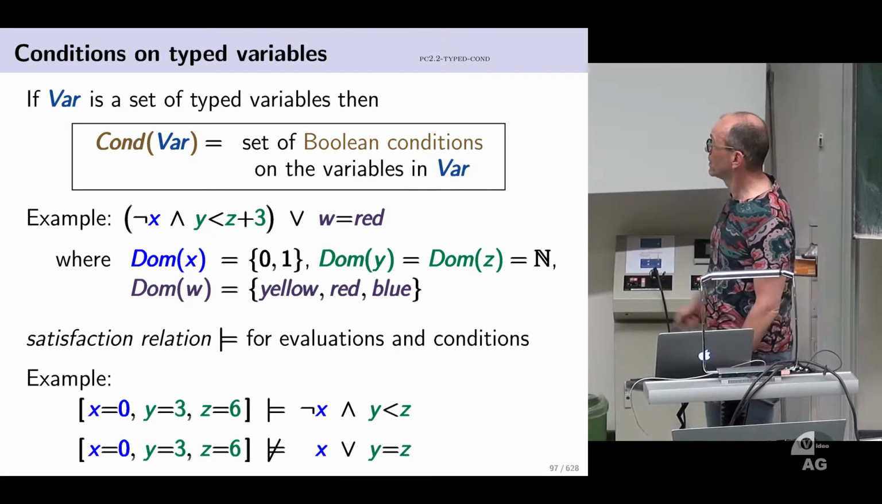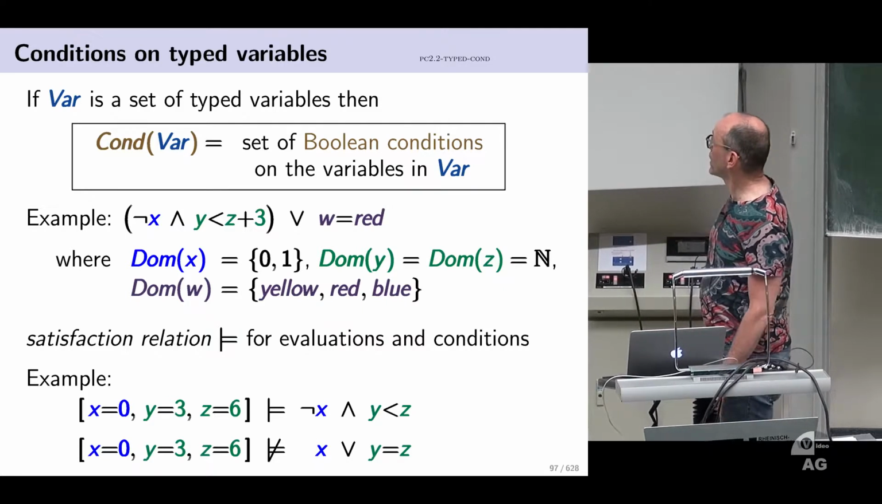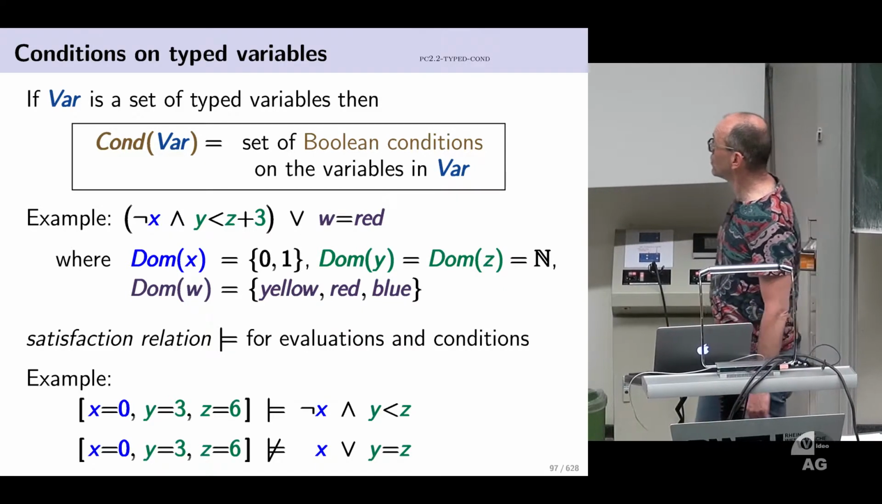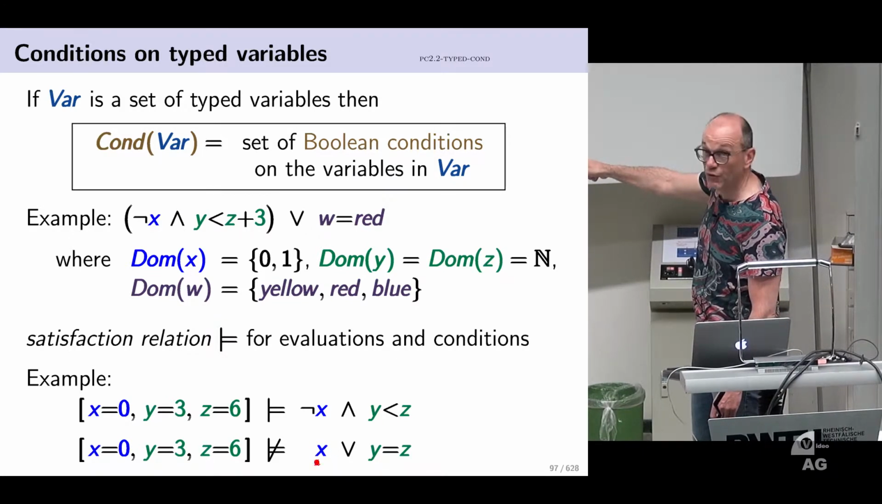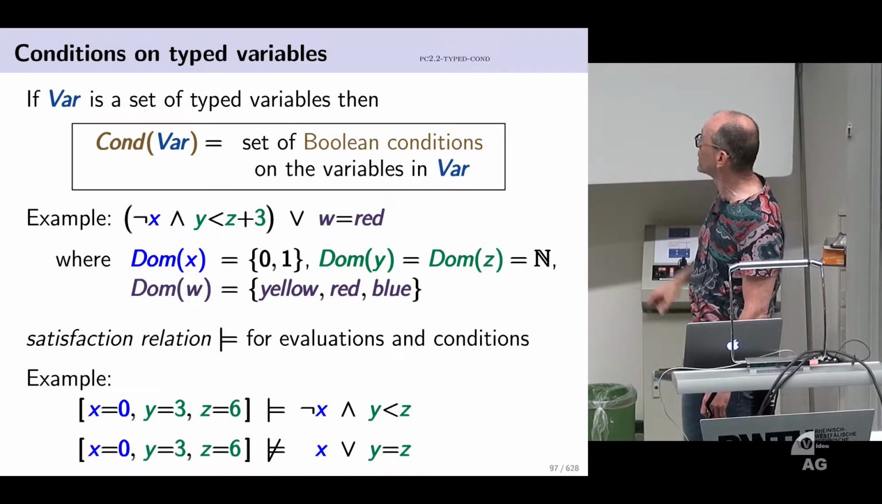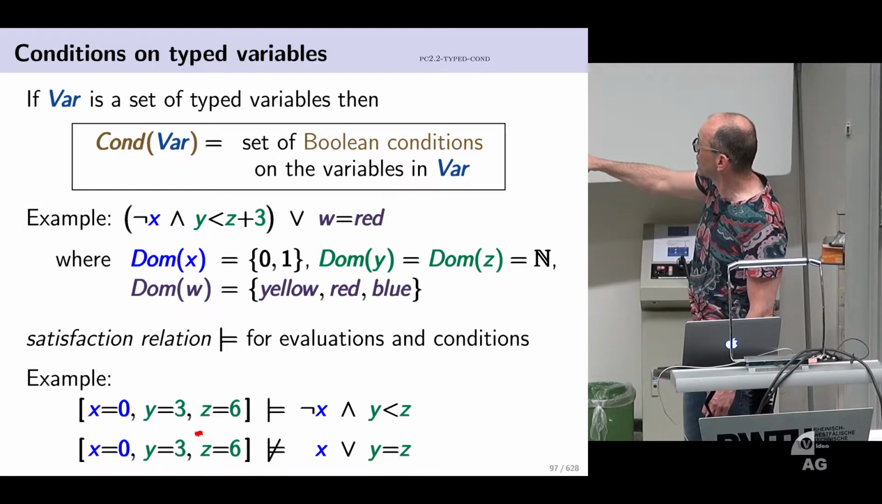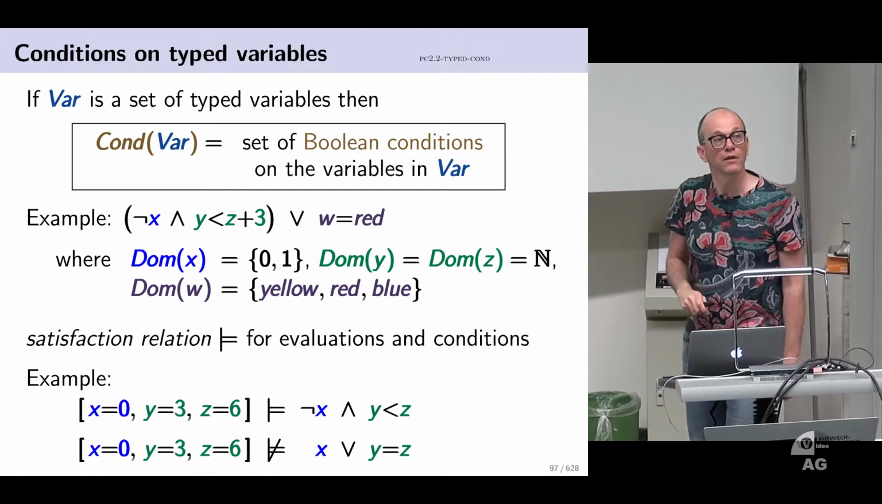Second example, same state, different formula: x or y equals z. This is not true. Why is it not true? Well, x is 0, so this disjunct is false. Now maybe we have luck and we have to check the second disjunct, y equals z, but 3 is not equal to 6, and therefore this state does not satisfy this formula.